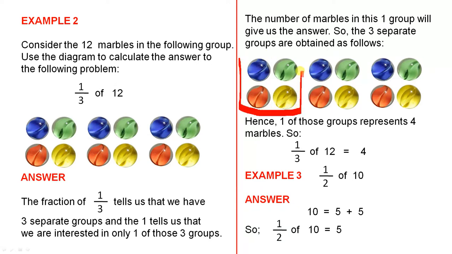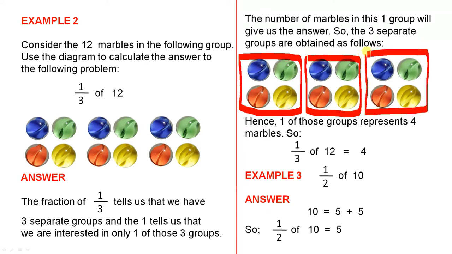There's one group, 2 groups, and 3 groups. Hence, one of those groups represents 4 marbles. So, 1/3 of 12 equals 4, because there are 4 marbles in one group.